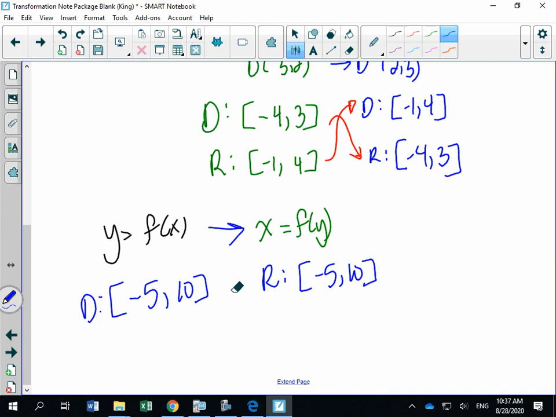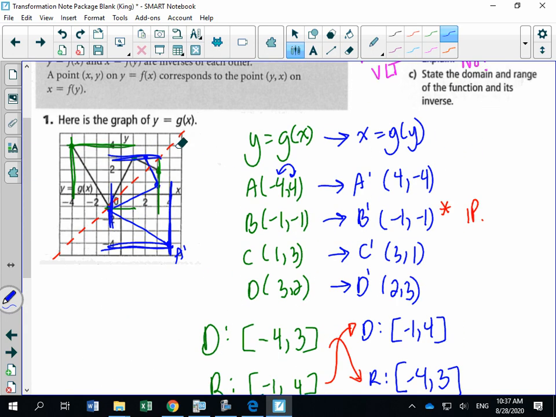Okay, before we go on to the next example, you guys, I'm going to erase all of this. And I'm going to write something called the horizontal line test. So just write HLT. It's going to be on the next slide, but I just want to introduce this over here.